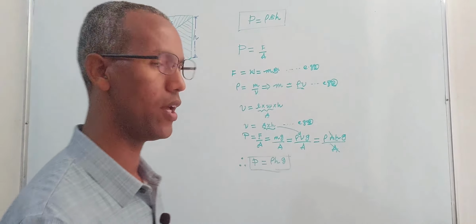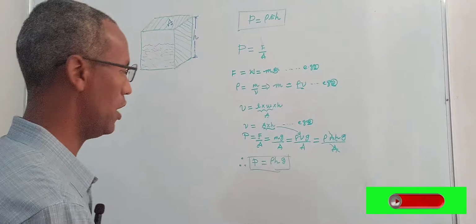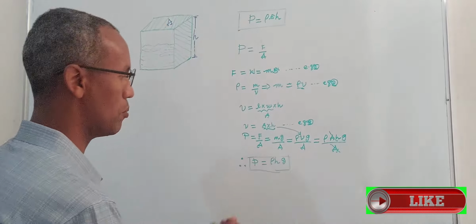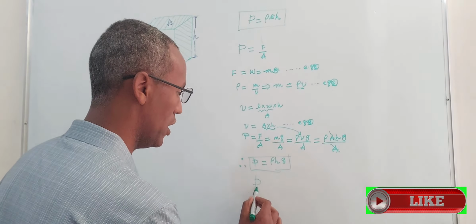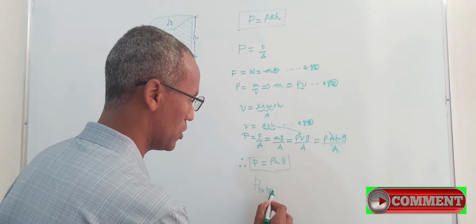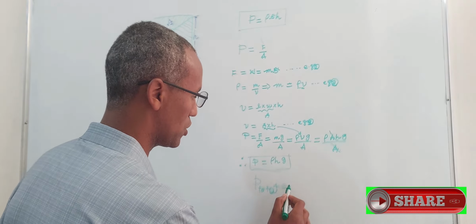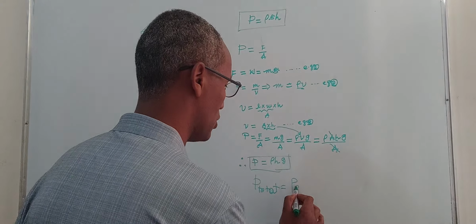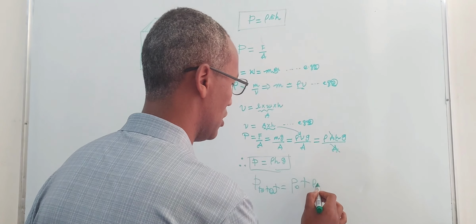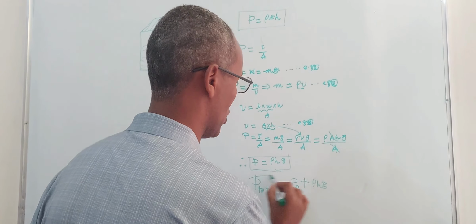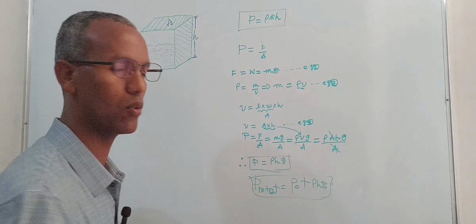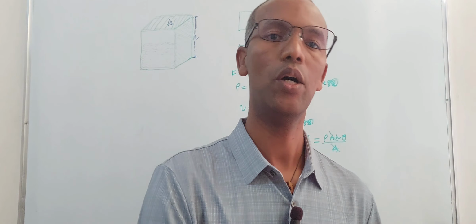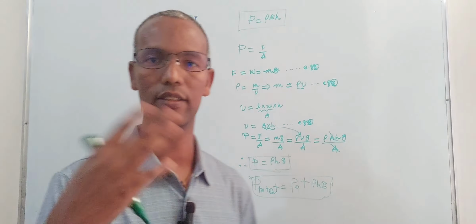And one last thing, I just wanted to let you know that if you would like to calculate the total pressure, what you can do is, total pressure is equal to the atmospheric pressure, which is P naught, plus density multiplied by height multiplied by acceleration due to gravity. So this is how you can calculate the total pressure. Also, if you would like, let me know in the comment section. We will discuss this in another episode.